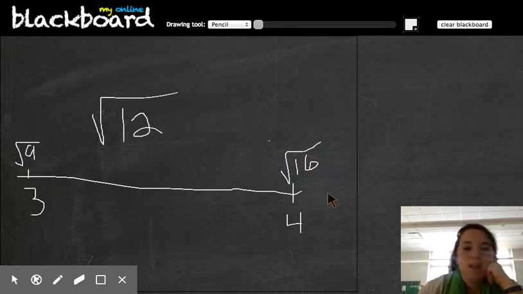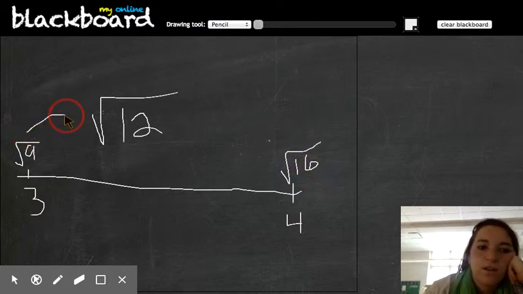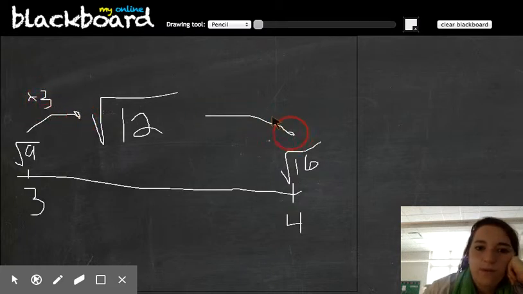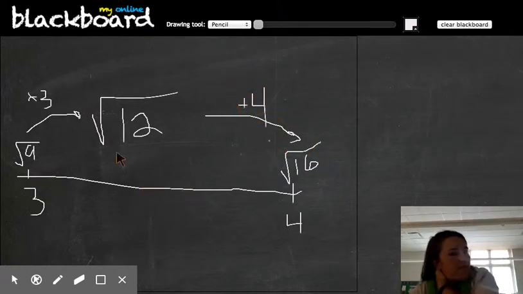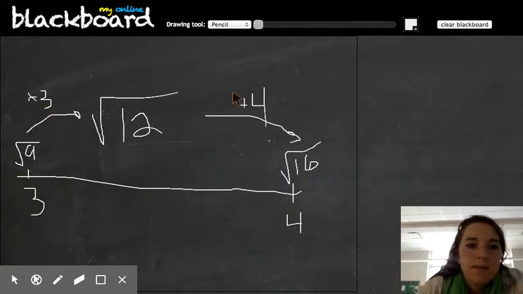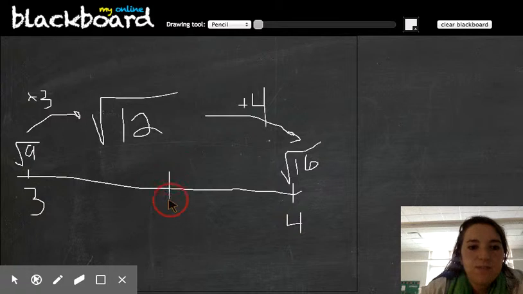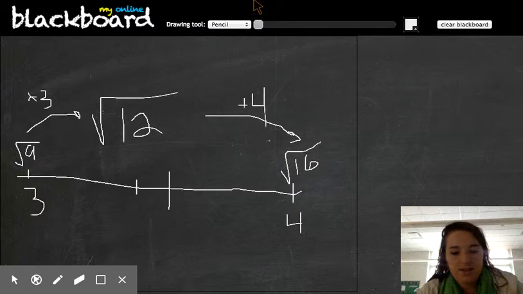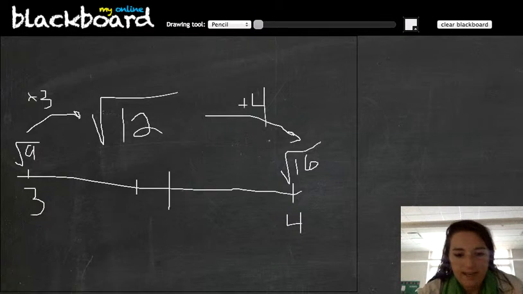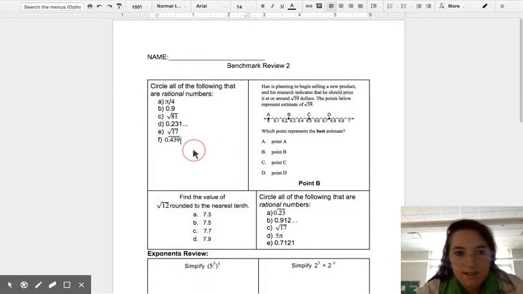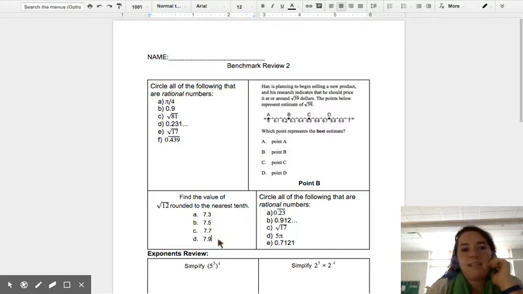And then where is it going to fall on this number line? Is it going to fall closer to 3 or closer to 4? So 12 is 3 away from 9 and 4 away from 16. So it's going to fall closer to which number? It's going to fall a little bit closer to 3, but it's still pretty close to the middle. So it'll probably fall somewhere. If this was the middle, it would fall like right around here. Okay, so going back to the original problem, our answer choices are, once I can get back to this page, our answer choices are 7.3, 7.5, 7.7, and 7.9. So which one do we think is the closest?